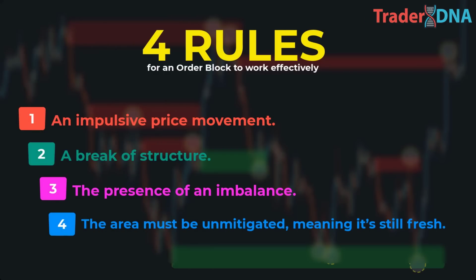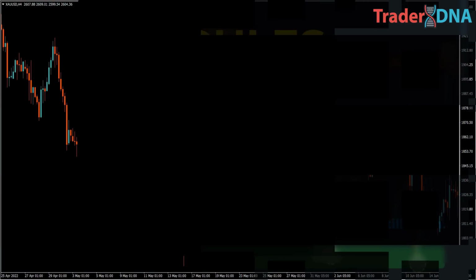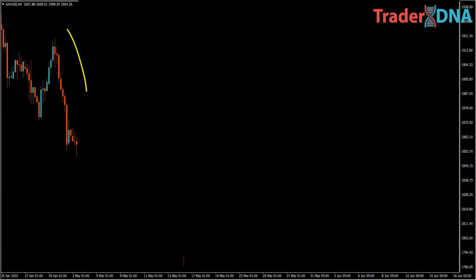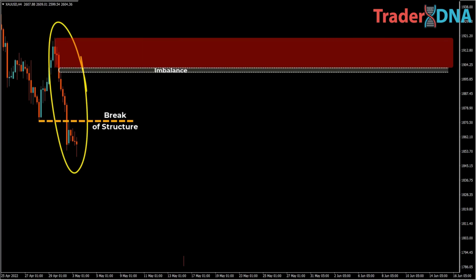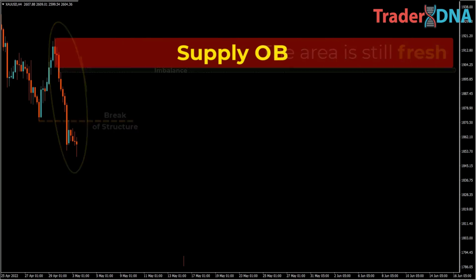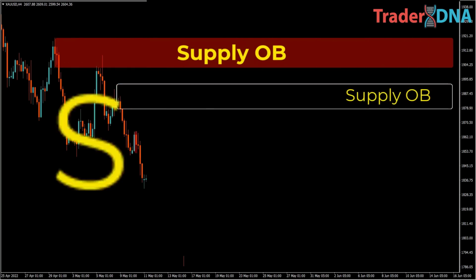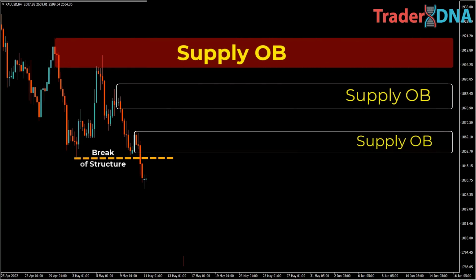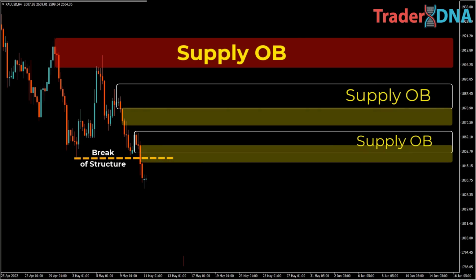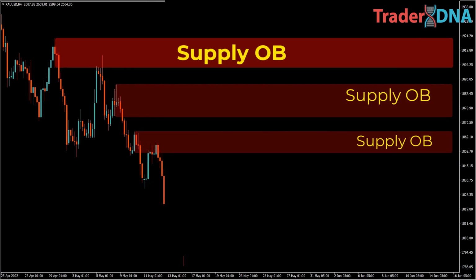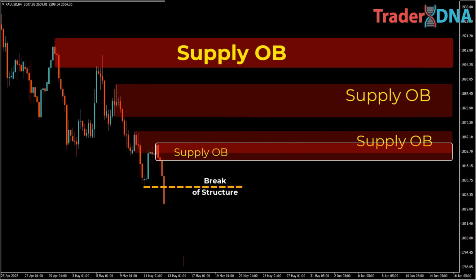So, now that we've covered the 4 key criteria that must be met for an order block to be valid, let's apply them to the chart. Here we can see a clear downtrend. As we look closer, we spot an impulsive movement, a break of structure, an imbalance, and the area is still fresh. Therefore, we can mark this candle as a supply order block. Next, we see 2 more order block areas, both followed by a break of structure and impulsive price movement. There's an imbalance present, and both areas are unmitigated, meaning they haven't been touched yet, so we can mark these areas as well. We also spot another valid order block here, which we will mark accordingly.